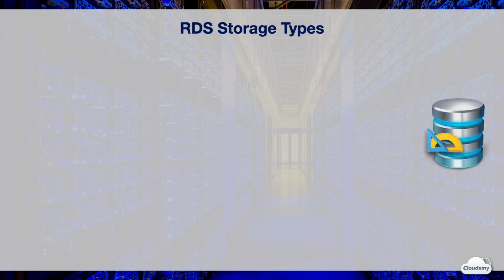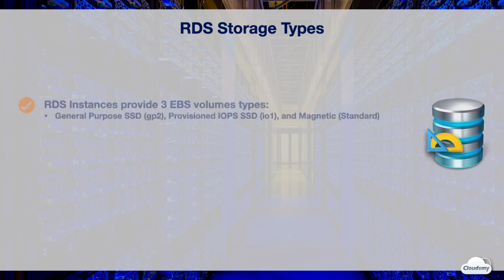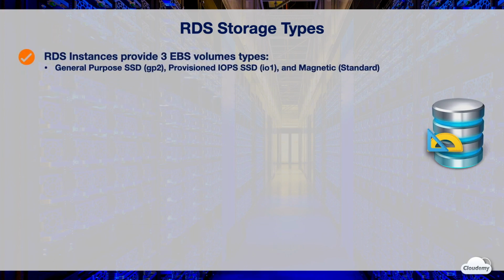RDS instances for MySQL, MariaDB, PostgreSQL, Microsoft SQL and Oracle use EBS volumes for database and log storage. Depending on the amount of storage requested, RDS automatically stripes across multiple EBS volumes to enhance performance. RDS provides 3 storage types. They are General Purpose SSD or GP2, Provisioned IOPS SSD or IO1, and Magnetic Standard.